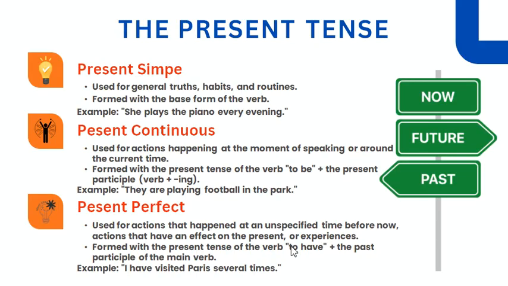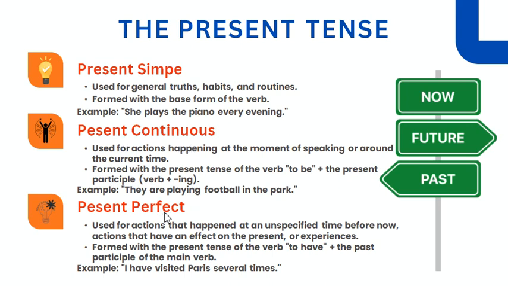So let's start with the first kind of tense, which we call the present tense. Present means now. When we refer to the present tense, it's a kind of tense with which we communicate what is going on right now. That's what we call the present tense. The present tense has three different forms: present simple, present continuous, and present perfect.